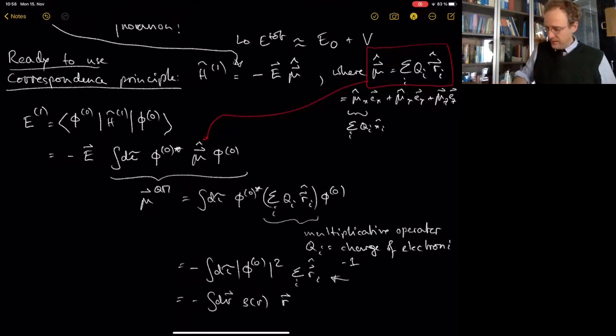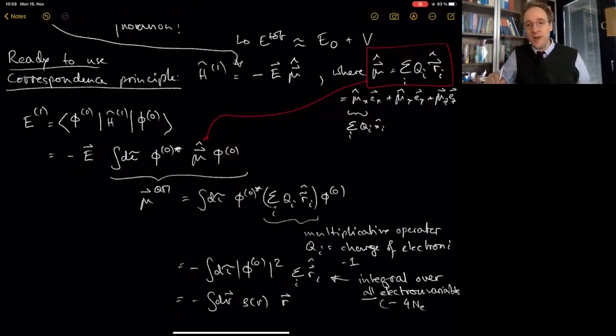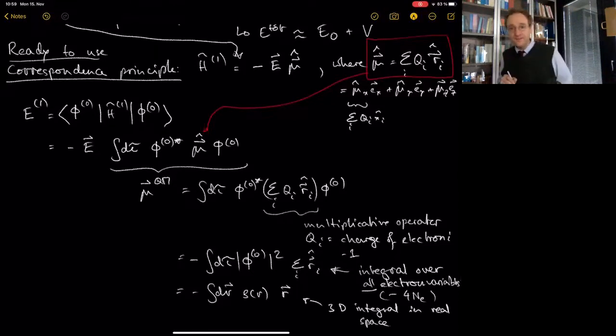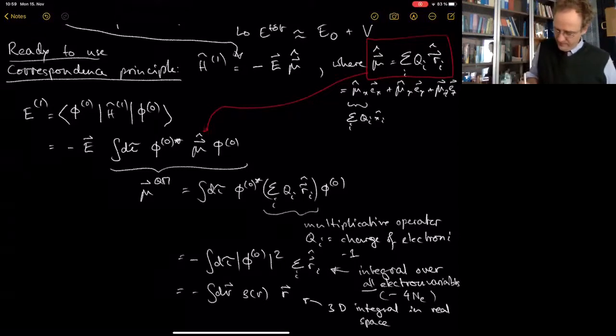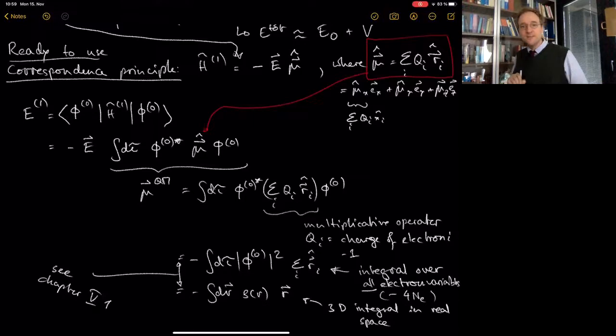So this is an integral over all electron variables. So for Ne dimensions, right? If for every electron you have 3 spatial and 1 spin, while this is a 3D integral in real space. Okay. Now we can do this, see chapter 5.1 on the electron density. Okay.